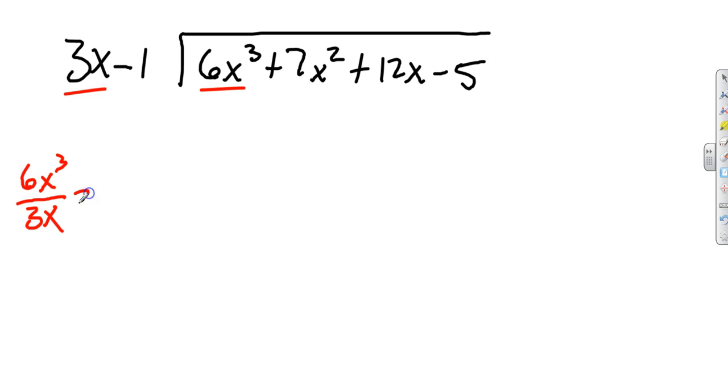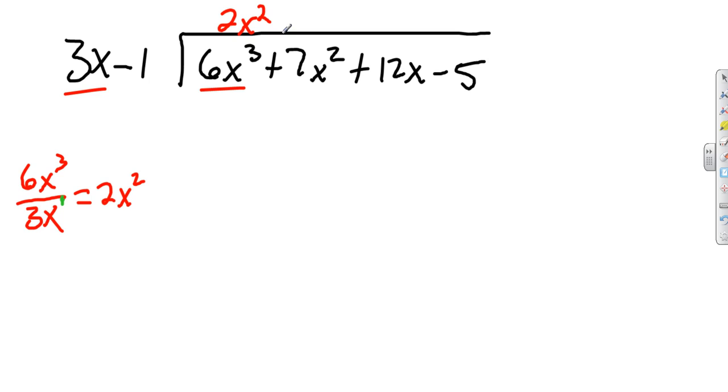6 divided by 3 is 2. And with x's, you're taking x to the 3, and you've got x to the first power here, so you're going to knock one of the powers off. That would make it 2x squared, and that's what will be up here. That'll be your first term that goes up here. So we've got 2x squared.